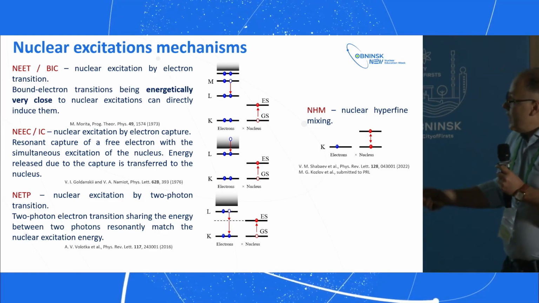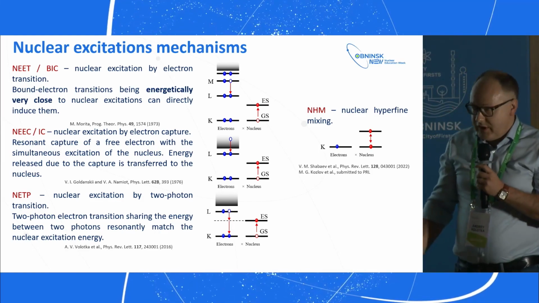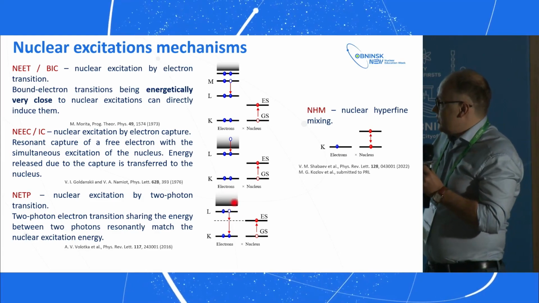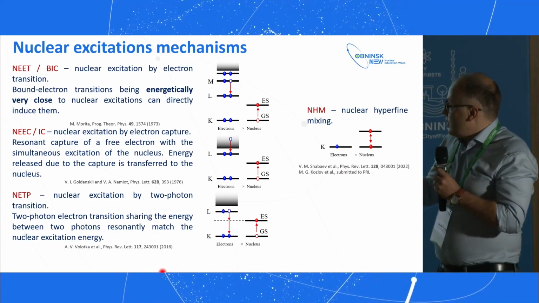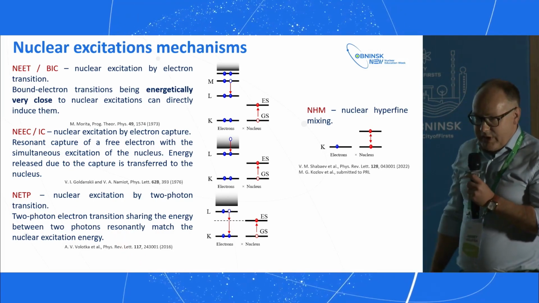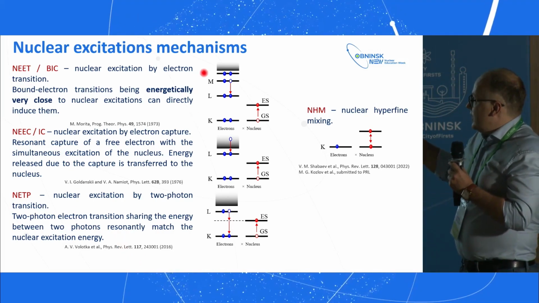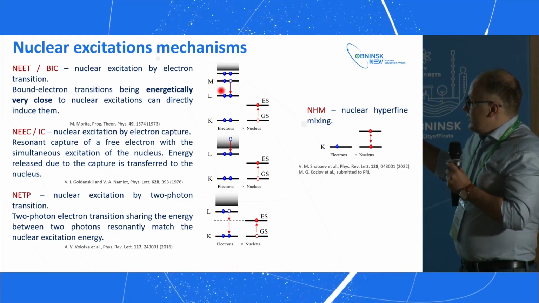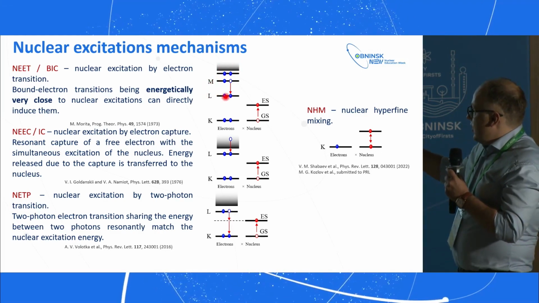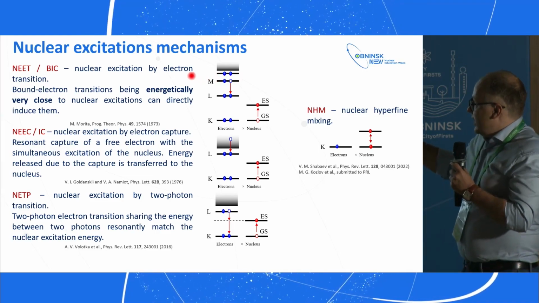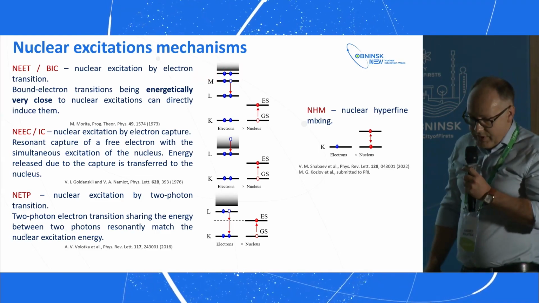the nucleus. For this, there are 3 mechanisms, or even 4, but I will mention today only 3 of them due to lack of time. The first one is nuclear excitation by electron capture. Here we create a hole in the electron shell, and this hole is filled by a transition from the upper electron.